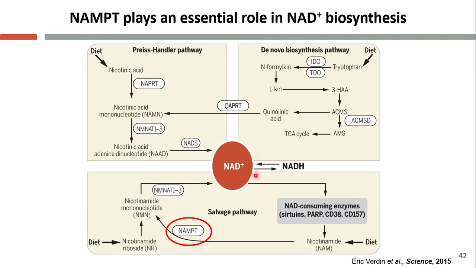So basically, there are three pathways in cells to produce NAD. First is called the Preiss-Handler pathway, starting with the substrate nicotinic acid. The second pathway is called the de novo biosynthesis pathway, starting with an essential amino acid called tryptophan, and it goes through almost 8 steps to finally produce NAD. And the shortest and most convenient way to produce NAD is through the salvage pathway. NAMPT is in charge of NAD production in this pathway. With only 2 steps, it can convert nicotinamide to NAD.